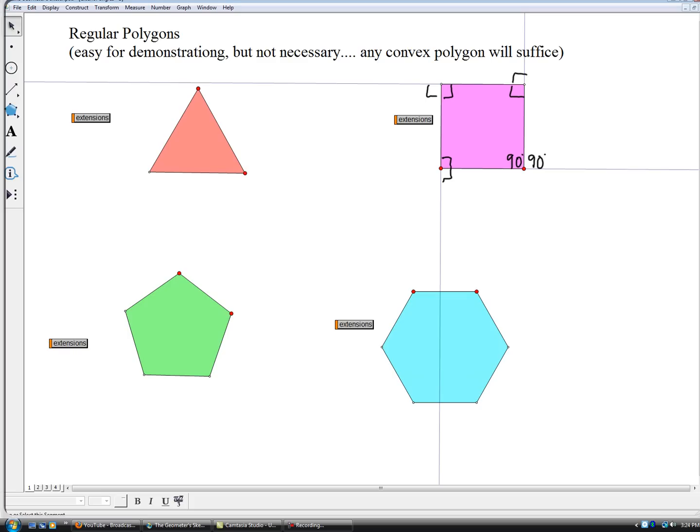So let's just look at the exterior. The sum of the exterior angles is going to be this 90 plus this one plus this one plus this one. 4 times 90, and what do we get? 360 again.